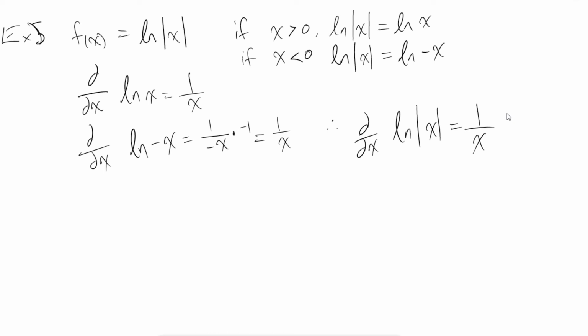There is one case, so x cannot equal 0. It's got to either be positive or negative. It can't equal 0. That's the one rule. But there we go. So that's it. A rule worth remembering.